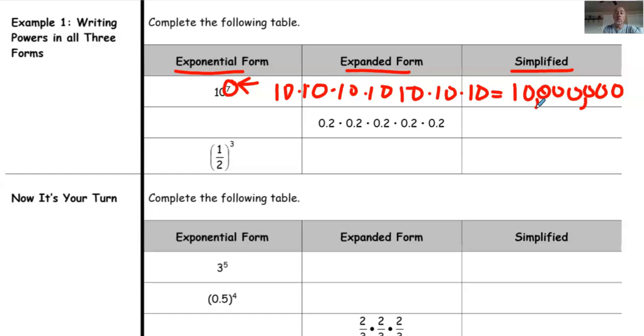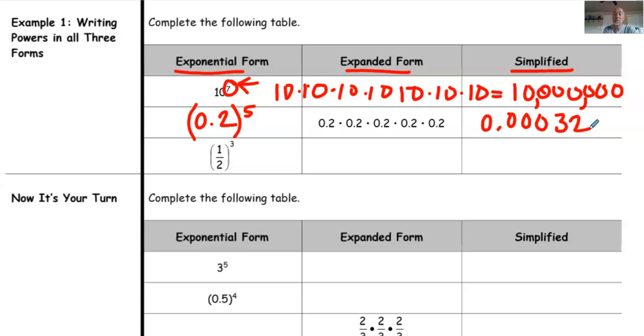In the next row, 0.2 times 0.2 times 0.2 times 0.2 times 0.2. How many 0.2s are there? 1, 2, 3, 4, 5. So to write that in exponential form, it would be 0.2 raised to the 5th. Now, whenever you raise a decimal number to a power, it's not wrong if you leave it like this, but it's clearer or easier to read if you put that in parentheses like I just did. And it turns out that 0.2 to the 5th power is equal to 0.00032.